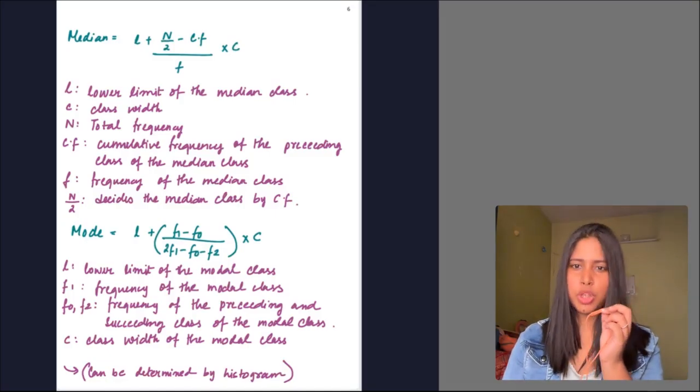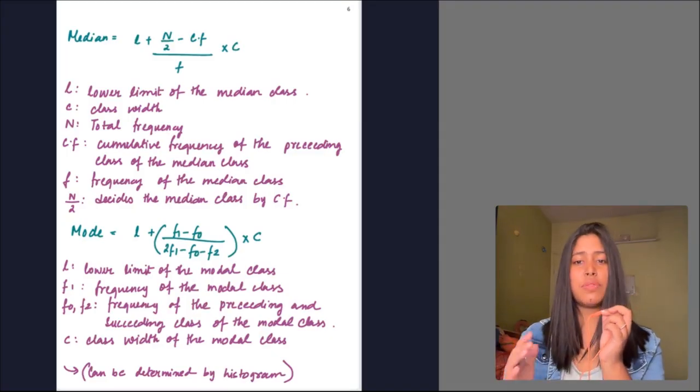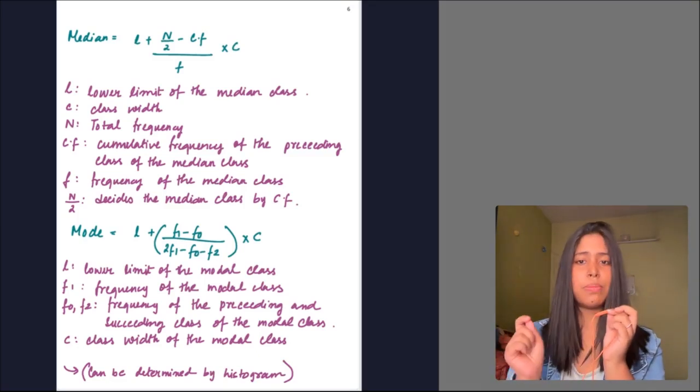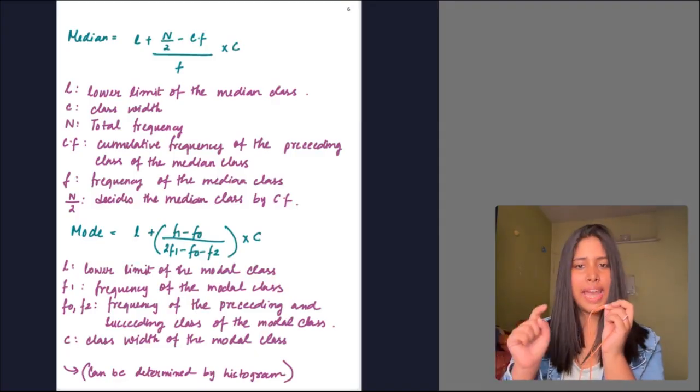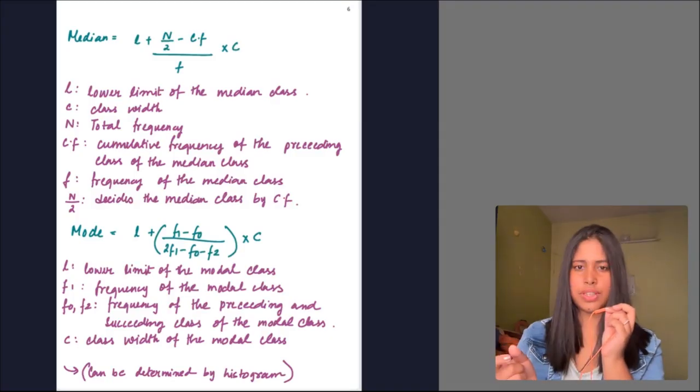L is the lower limit of the median class, C is the class width, N is the total frequency, Cf is the cumulative frequency of the preceding class of the median class. This is important and you need to remember it, okay? And F is the frequency of the median class. N by 2 decides the median class by cumulative frequency. I will show you that in the table, okay?